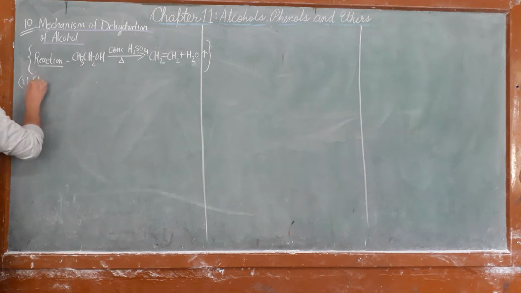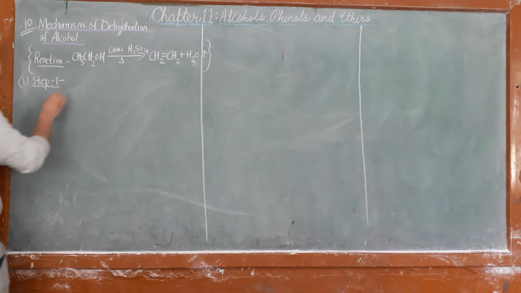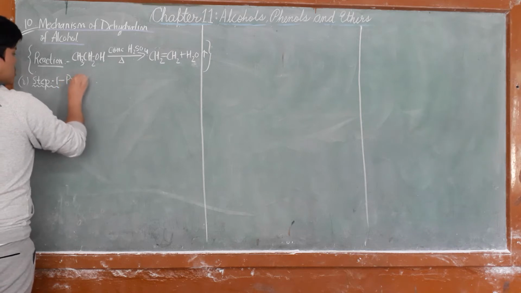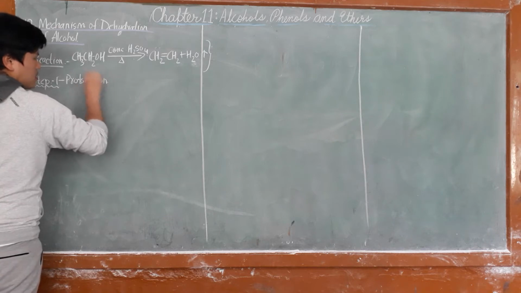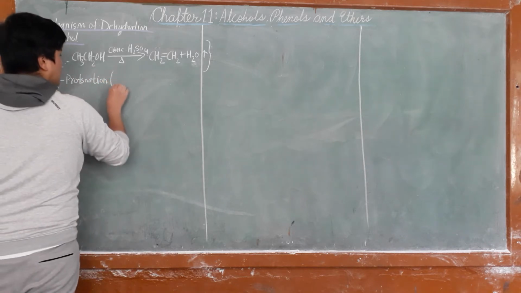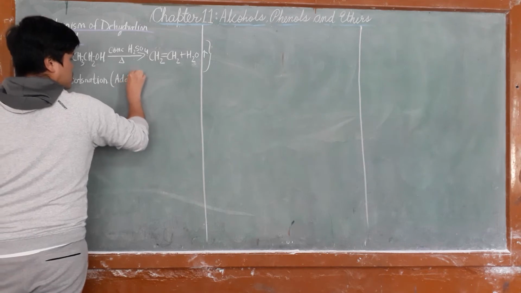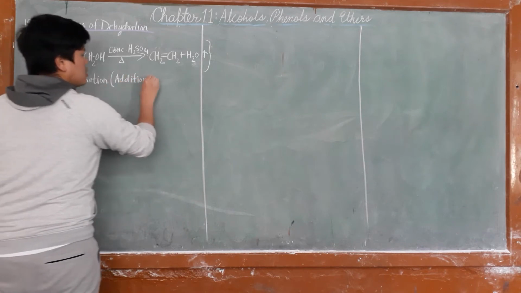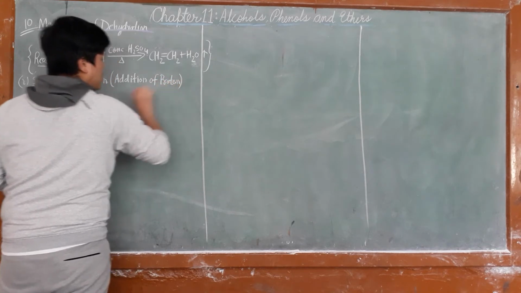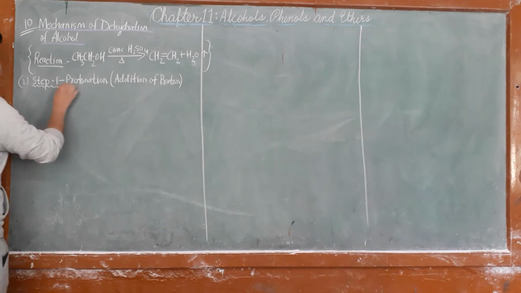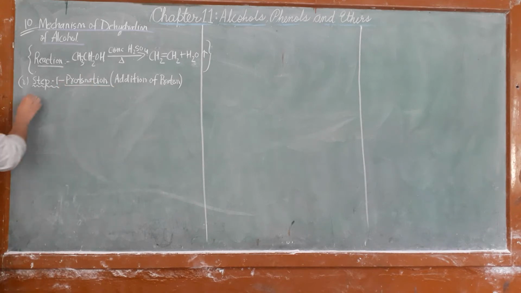Okay, when we talk about step 1, the step 1 is nothing but protonation. Protonation means what? Addition of proton. So the proton H plus, you have to take the alcohol.